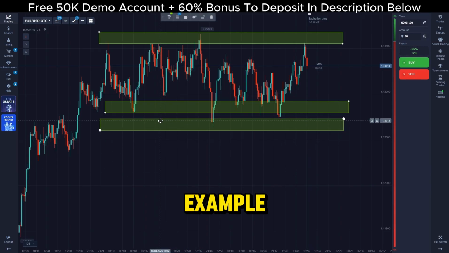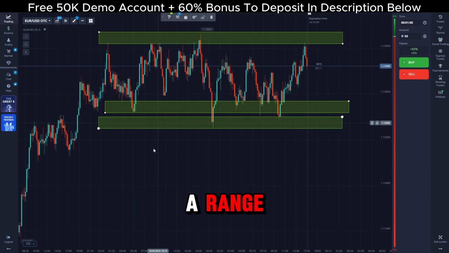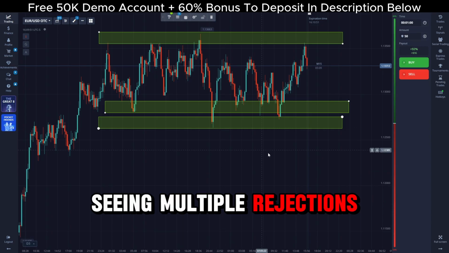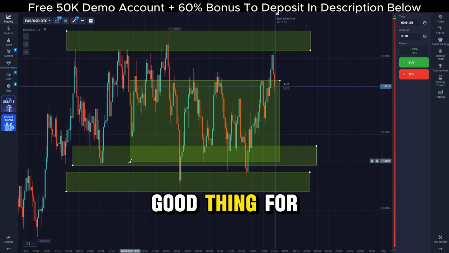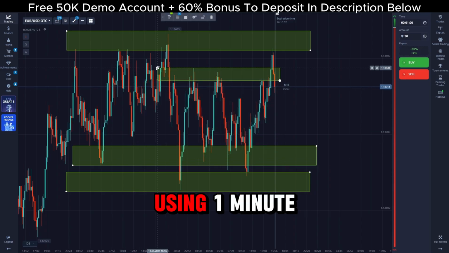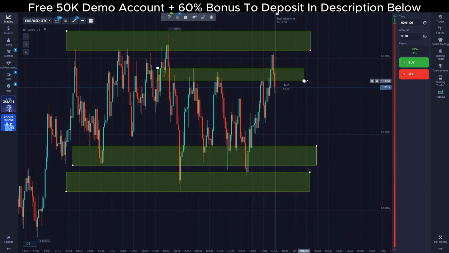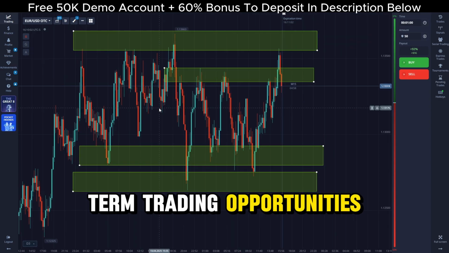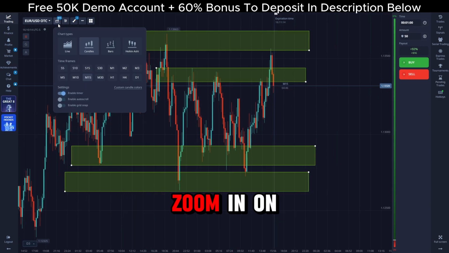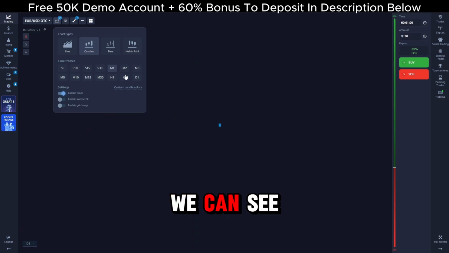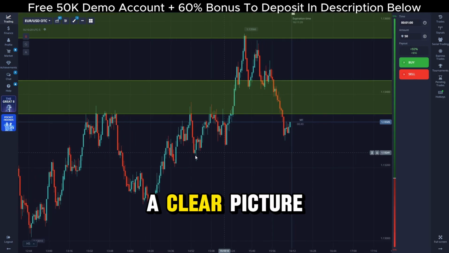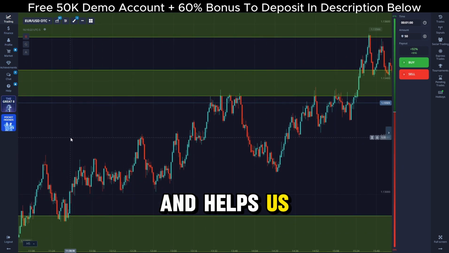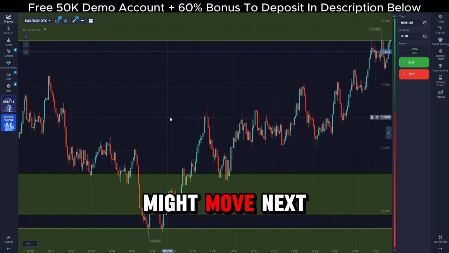In this example, it looks like we're trading inside a range, but we're also seeing multiple rejections from both the top and bottom of that range. That's actually a good thing for us, especially since we're using 1-minute expiration times. It creates a lot of short-term trading opportunities. Now, if we zoom in on the 1-minute time frame, we can see exactly how price reacted to these zones. This gives us a clear picture of market behavior and helps us anticipate where price might move next.